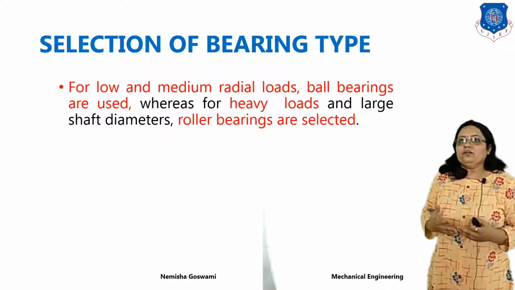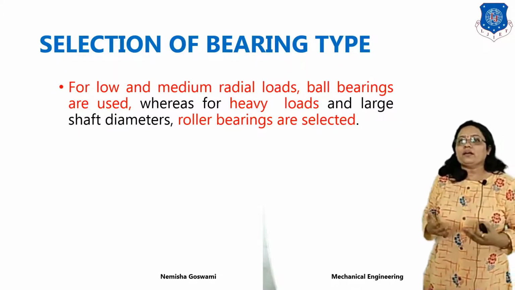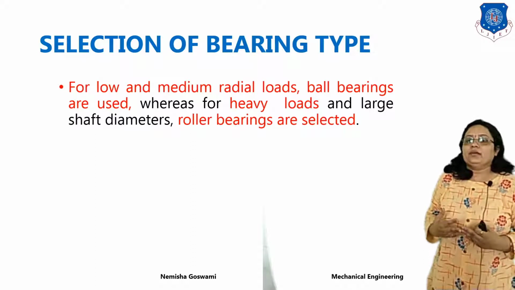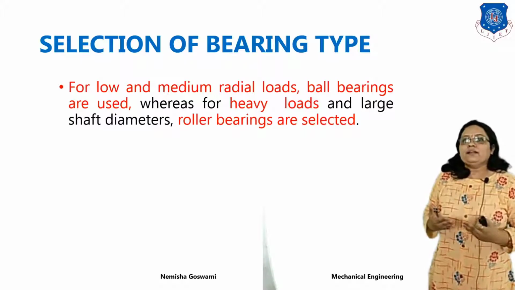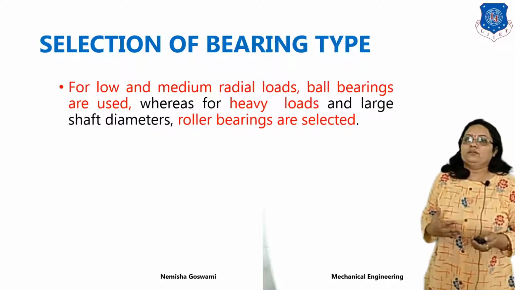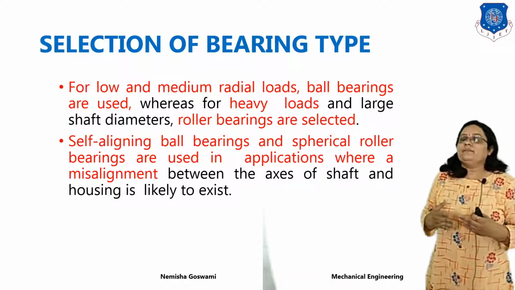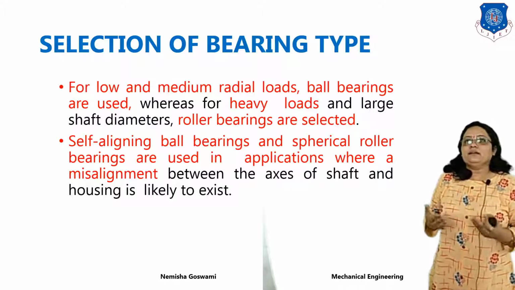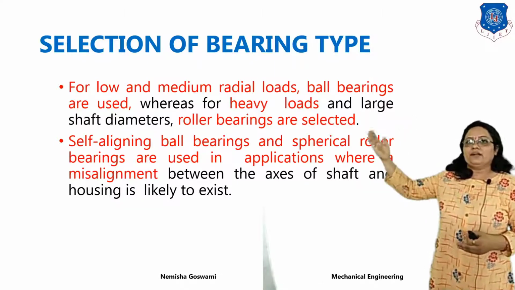For low and medium radial loads, generally ball bearings are selected, and when we talk about heavy load, we prefer the roller bearing. Ball bearings are limited to low load applications, and roller bearings are used where we need to withstand a high amount of load. This is the basic criterion. On that basis, we have discussed self-aligned bearings, spherical bearings, cylindrical bearings, and deep groove bearings. On the basis of different applications, we select different types of bearing.